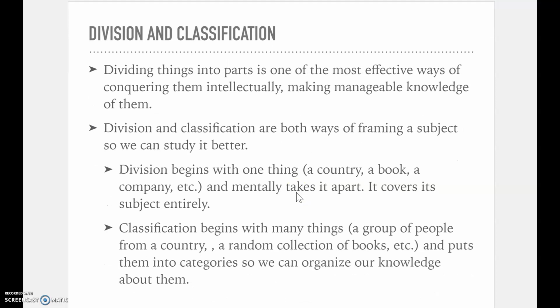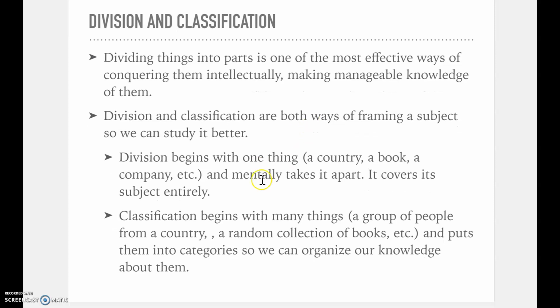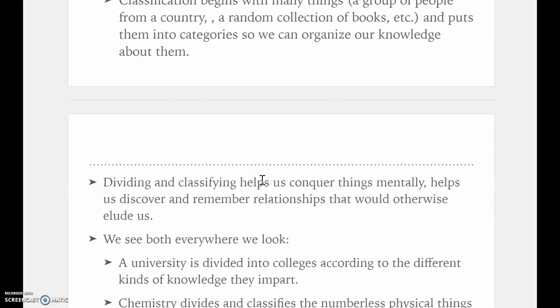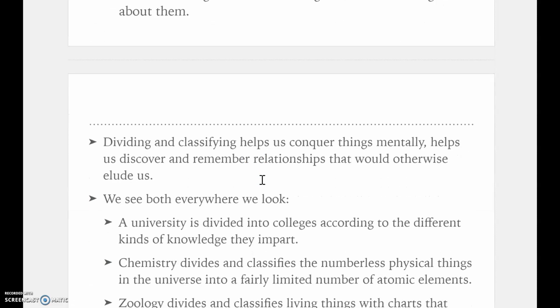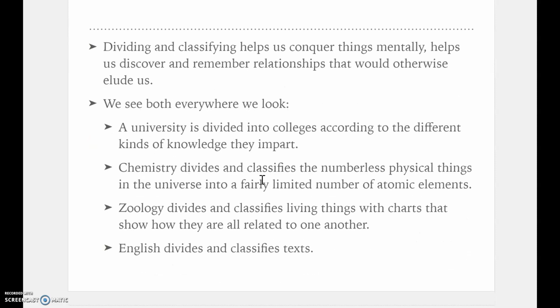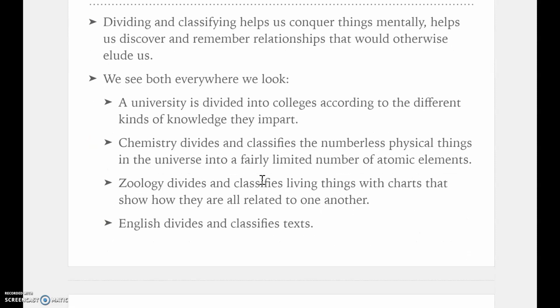Division begins with one thing and mentally takes it apart into pieces to help it be understood better. Classification begins with many things and puts them into categories so we can organize what we know about them. Our mind does this naturally in a lot of ways, so we see both everywhere we go.